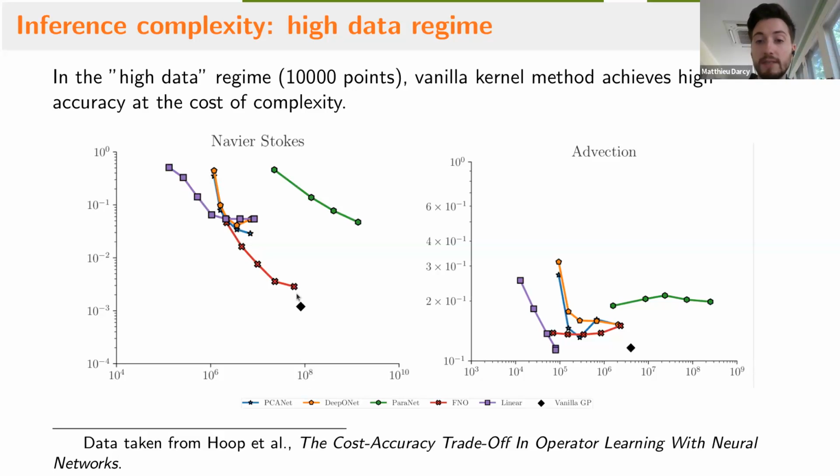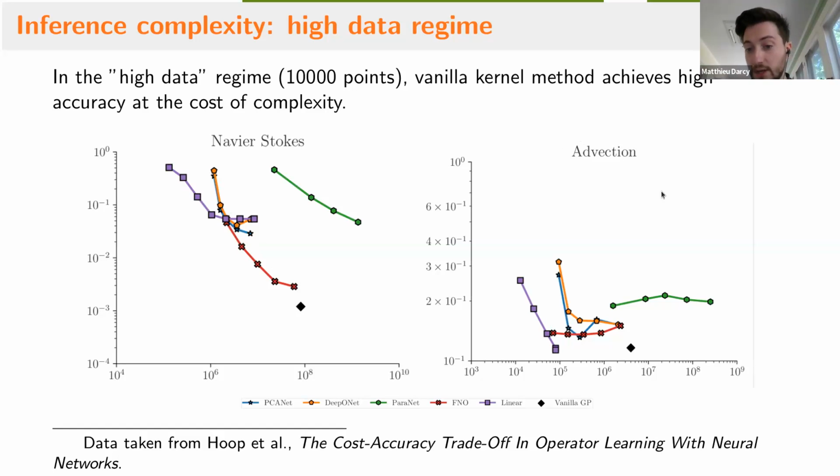This is the Navier-Stokes example I've just shown you. And here we seem to be beating these other methods in terms of complexity and accuracy. One thing that's difficult in measuring complexity and accuracy is that kernel methods scale differently compared to neural networks in terms of cost, because they scale in terms of the number of data points, not the number of parameters. But for a given level of cost, we seem to be beating the neural network methods.